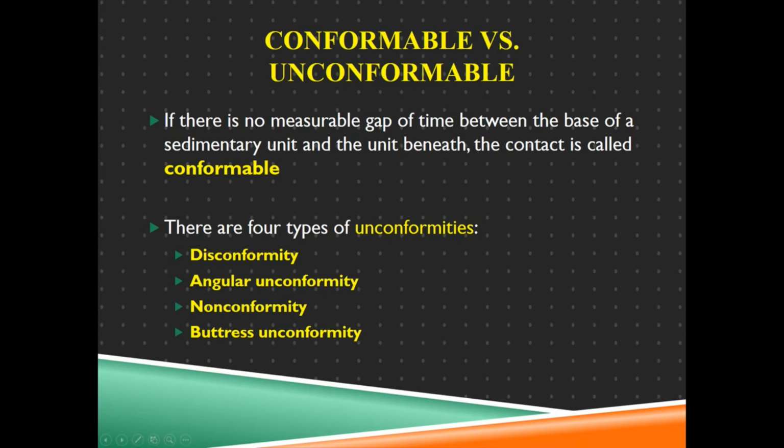Angular unconformities are pretty easy. The different layers are at angles to each other. Nonconformity is non-similar rocks touching each other. It's like your peas touching your carrots. And then the buttress unconformity is the last one. It's the more rare. It just has topography. Think of it as like a buried buttress around a castle. There's stuff there and it's all buried.